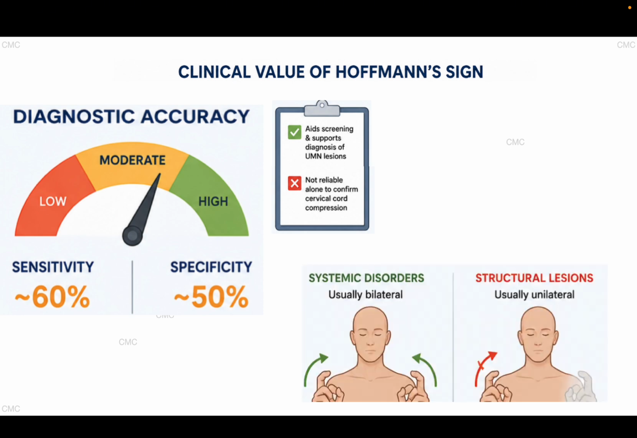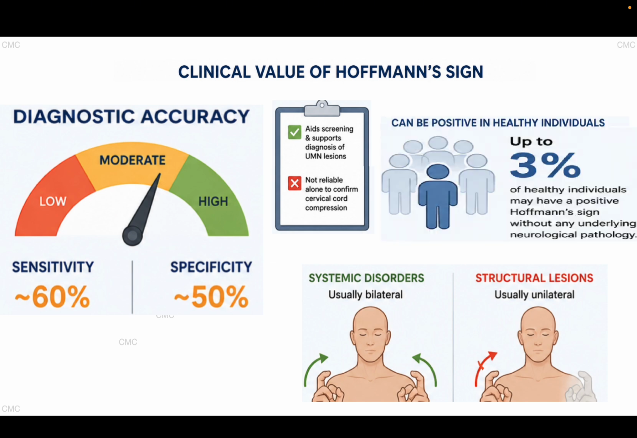It's also worth noting that systemic disorders such as MS tend to produce bilateral positive Hoffmann's sign, whereas structural lesions such as tumors may produce a unilateral response. Also, up to 3% of healthy individuals in a population may demonstrate a positive Hoffmann's sign without any underlying neurological pathology.